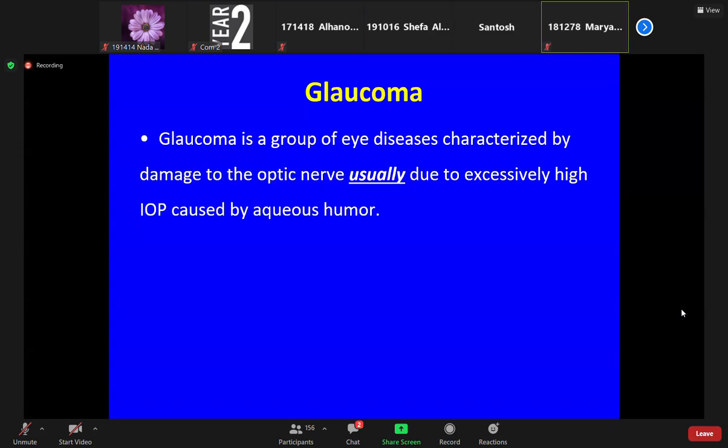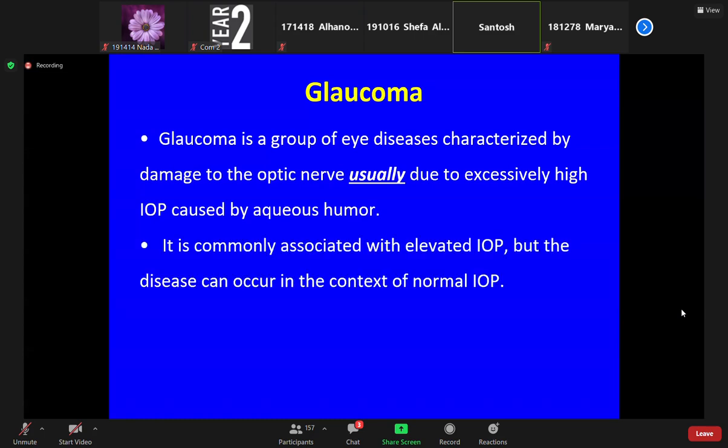Yes. So that's, and obviously then with that there will be loss of vision. So gradual or sudden loss of vision, which will start from the periphery and then go towards the center. That happens usually due to excessive high intraocular pressure, okay? And that happens because of aqueous humor.